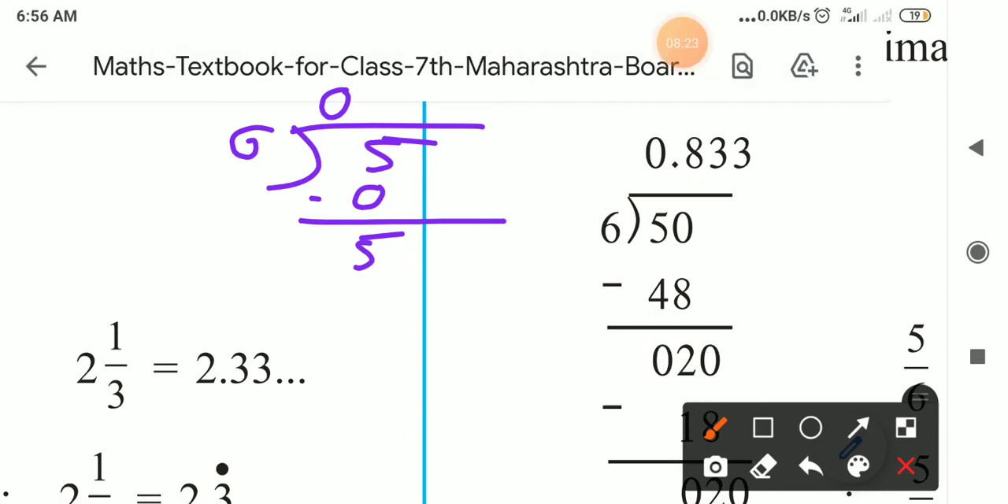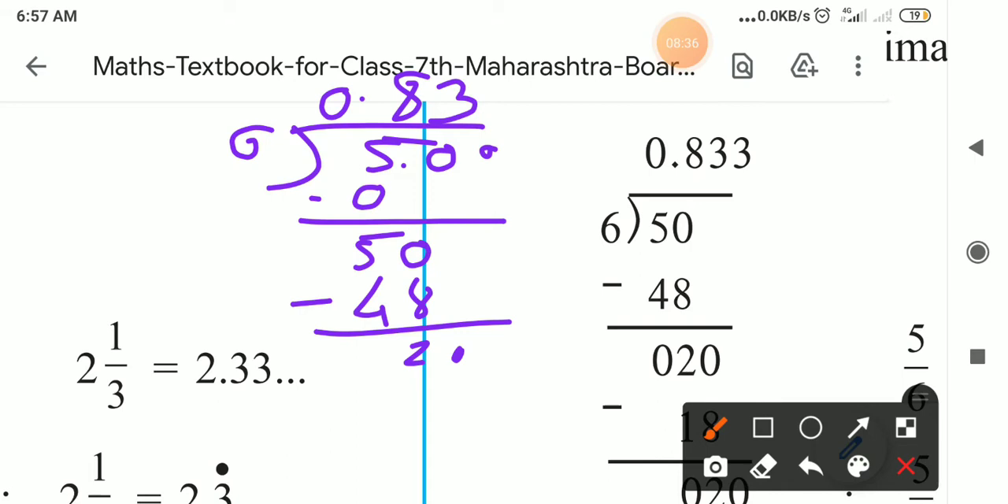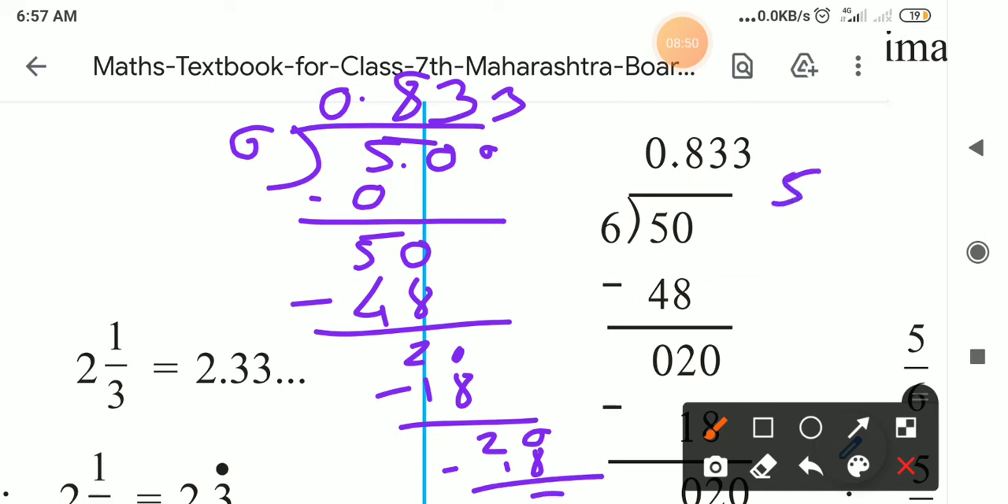Then afterwards, after here we give zeros, take a point, and here also give the point. And now 6 8s are 48, remains 2, 0 taken. 6 3s are 18, minus, again here remains 2, again 18, 6 3s are 18, again it will come here 2. So when you solve this, 5 divided by 6, you will get the answer 0.8333 continuously, and that's why its answer is 0.83, and on its head we have to give the dot.